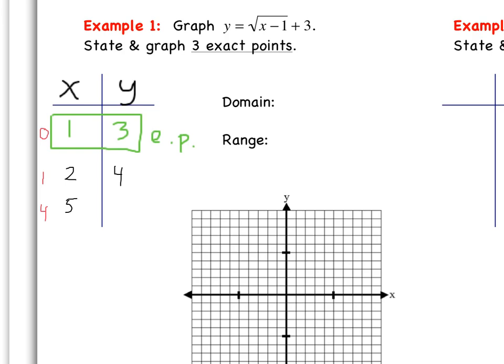Okay, so when we plug this in for x, 5 minus 1 is 4. The square root of 4 is 2. Add 3. We're going to get 5 for our y value. The reason I'm choosing these points is because after I plug them in for x, I can take the square root very easily and get nice points. I always make my side note off on the side to give me a little reminder of what values I need for x. Now we're ready to plot these points in our graph.